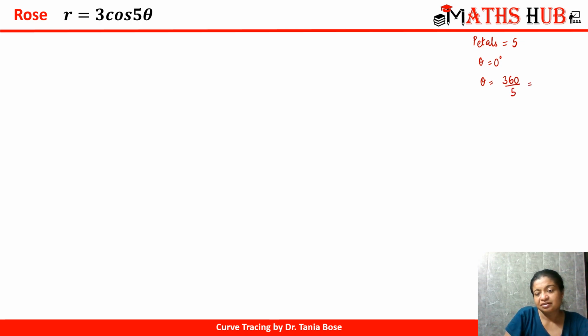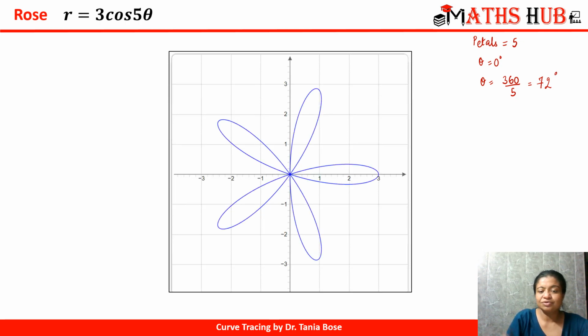So, how much is this? We will get here 72 degrees, right? So now let us see the shapes of this rose. You can see that the first petal is at theta equal to 0 degrees. Then the next petal, there are 5 in number. The next petal occurs at a shift of 72 degrees. The next one at a shift of 72 degrees. The next one at a shift of again 72 degrees. The next one at a shift of 72, and the last one at a shift of 72 degrees, right?